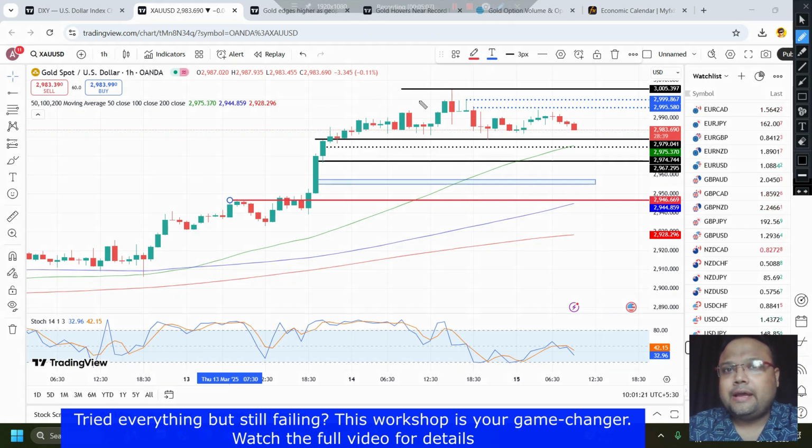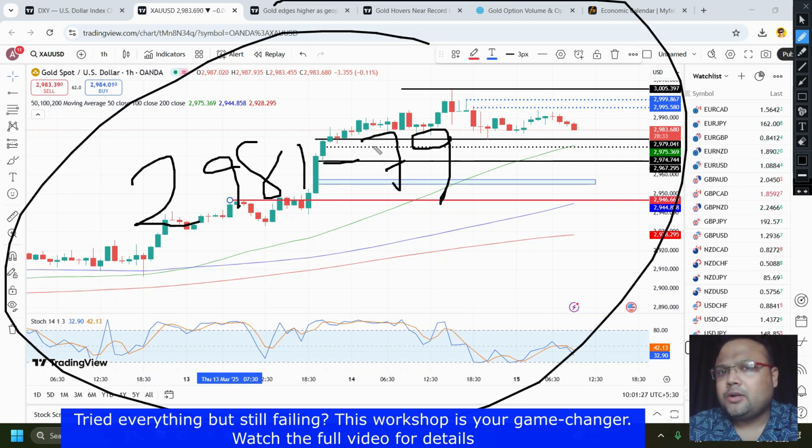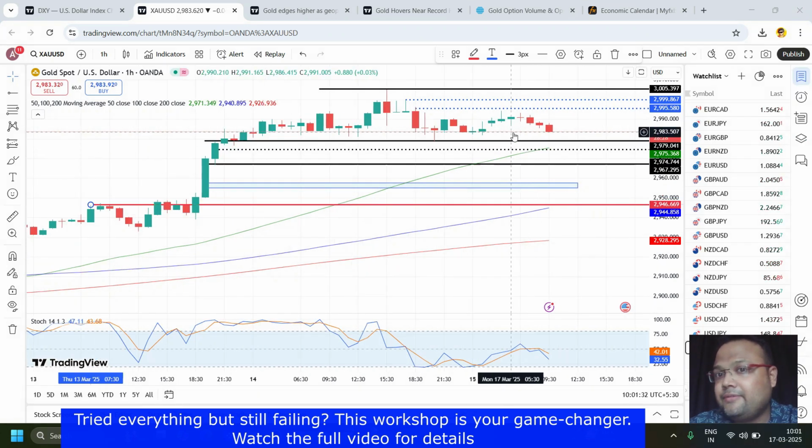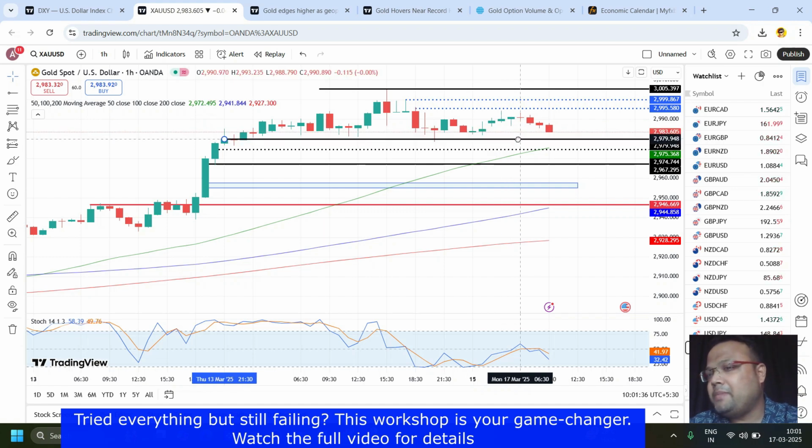And we also have seen good support around the 2981, 2979 area on Friday, but the market has already tested the level a couple of times, so the chances of the market breaking this level are high. So this support may not work as support. Personally, I will be avoiding this support for the day.